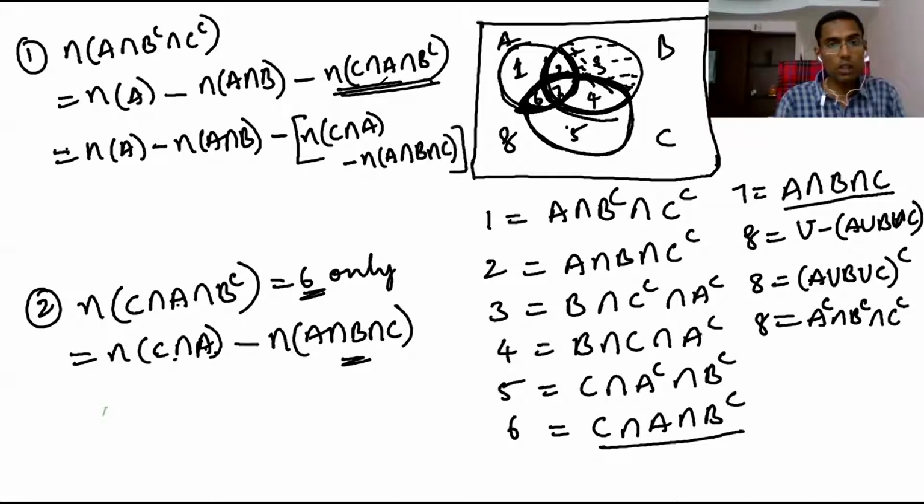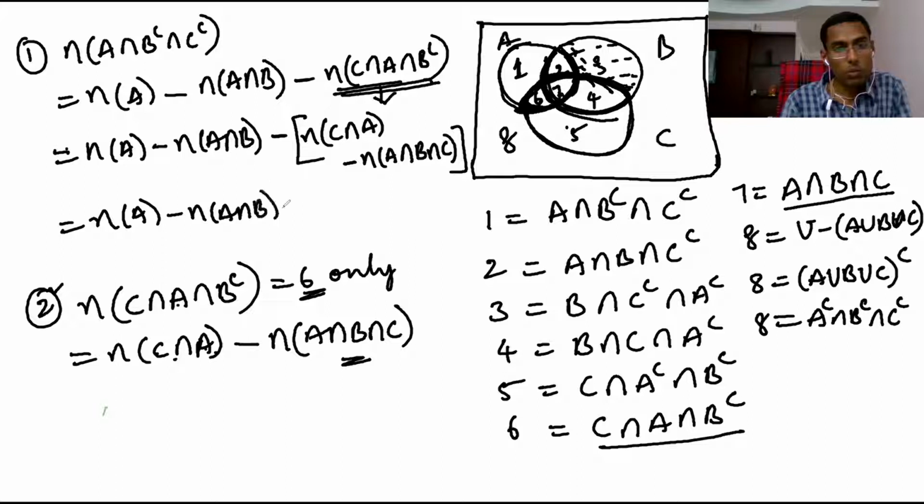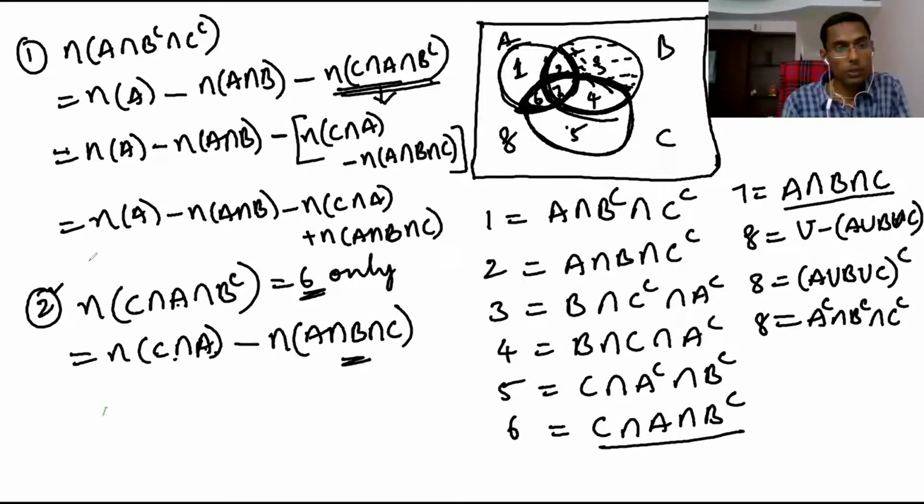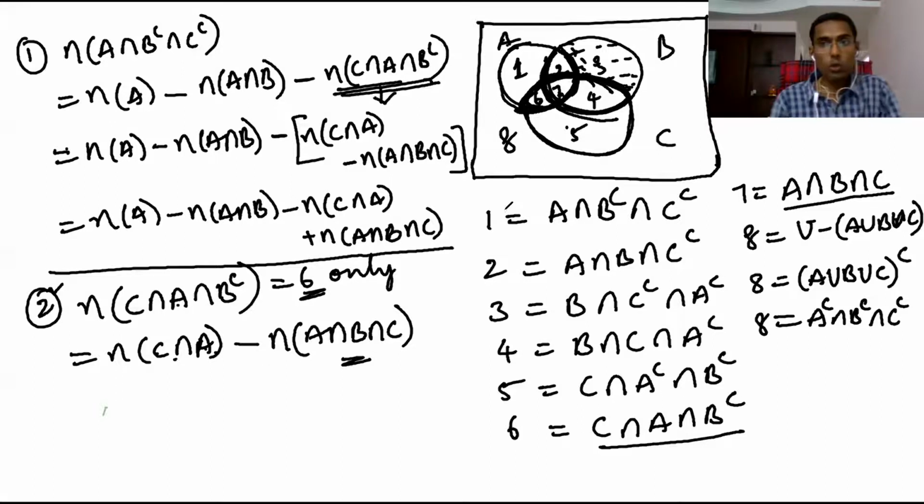So whatever I wrote, I explained here in the second. Then what you get is the number of elements in A minus the number of elements in A intersection B, minus the number of elements in C intersection A, minus into minus plus the number of elements in A intersection B intersection C. So this is what will happen.